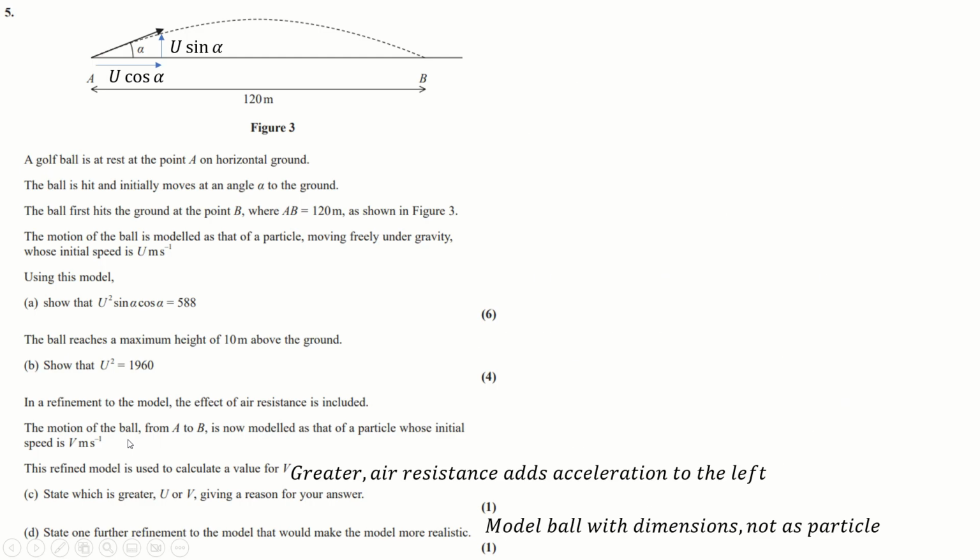The motion of the ball is now modeled with the particle. We're going to essentially use air resistance here, and we want it to go the same distance, which of course means we're going to have to make the initial speed bigger, because air resistance adds essentially acceleration to the left. So we're going to need to make V bigger to compensate. And an extra refinement would be to stop modeling the ball as a particle and actually give it some dimensions.